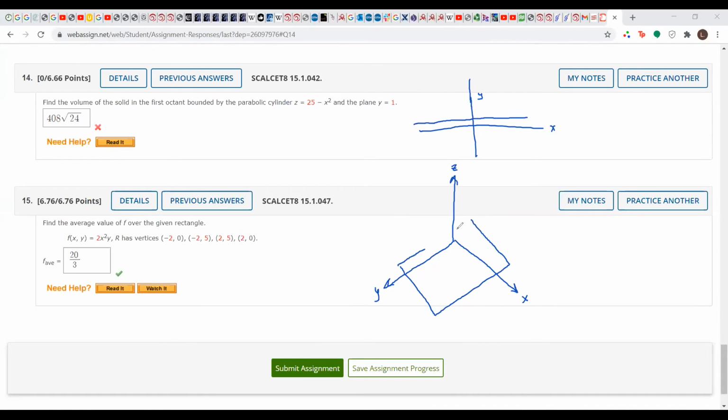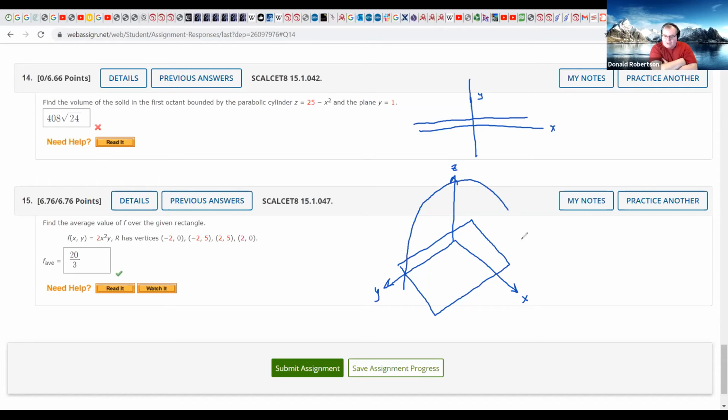Yeah. And then these are hard to draw. The parabola is like, okay, hang on, I'm going to attempt to portray that. So what your parabola is going to do is intersect the x-axis at 5 and -5. So what you're going to create out of this is a rectangular region.